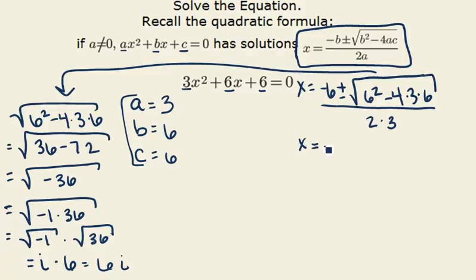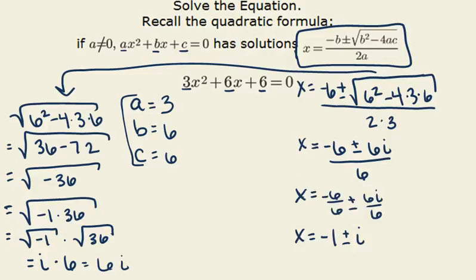So let's plug that right into our formula up here. We have negative 6 plus or minus 6i all over 2 times 3, which is 6. We can split that apart into two fractions: negative 6 over 6 plus or minus 6i divided by 6. Negative 6 divided by 6 is negative 1, and 6i divided by 6 equals 1i, so we have left i.